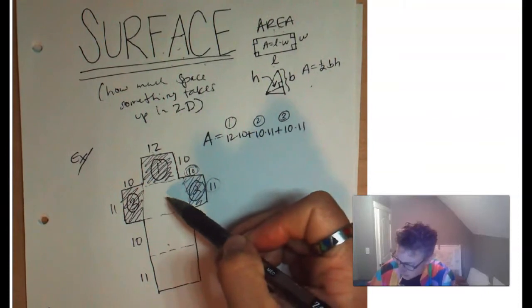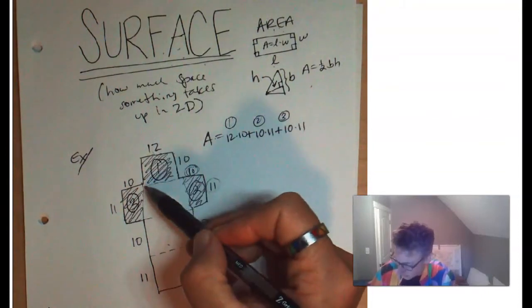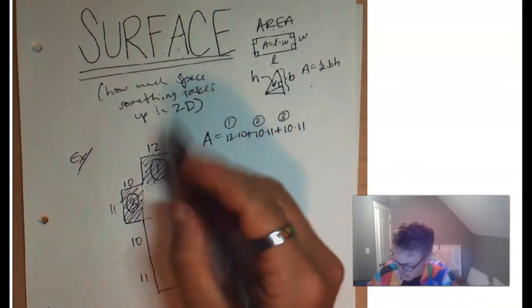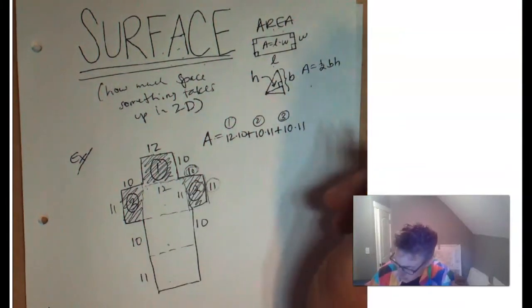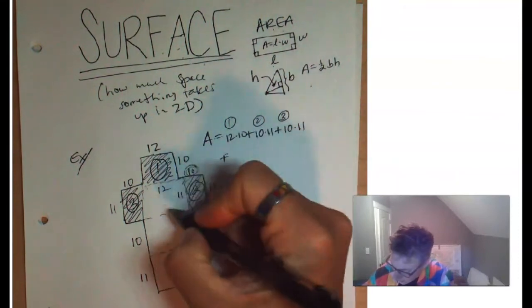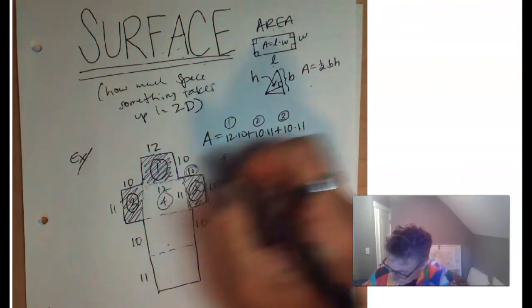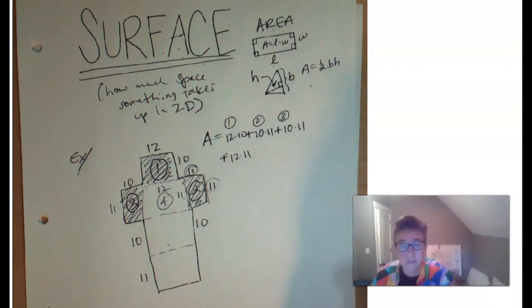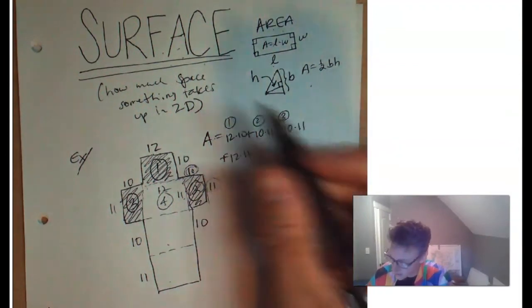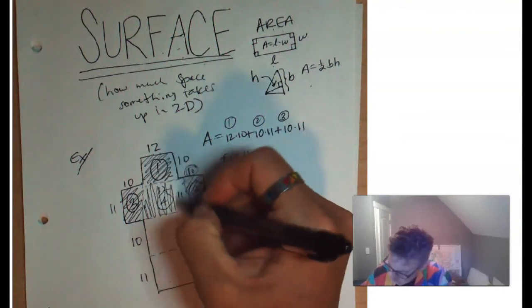Now this rectangle here, we know this side is the same as that side, which is 12. We know this side is the same as that side, which is 11. So adding rectangle 4 here is going to be 12 times 11. You doing okay so far? If you need to pause, go ahead and pause. We're just adding up areas of rectangles. That's all we're doing here.